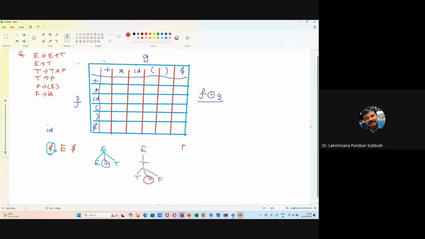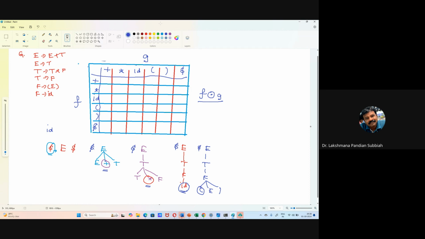Using another possibility from E, we can use the second production rule and the fourth production rule, T derives F, and then F derives id. So by this way we get the symbol id. Then another one: E derives T, T derives F, F derives open bracket E close bracket. So after dollar, a possible next symbol is plus, star, id, or open bracket. These are the possible symbols.